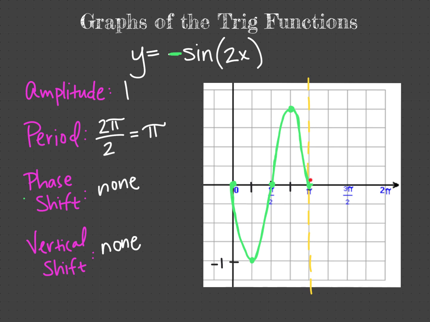Since the cycle is pi, the period's pi. I'm just going to keep going though. Why not? We have the space. We can just repeat that. So we can do it again since we have another length of pi here.